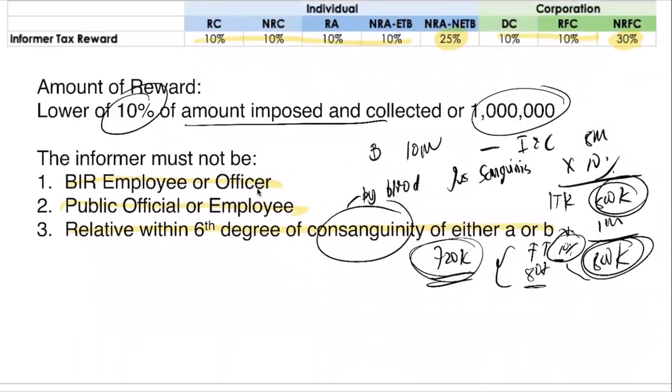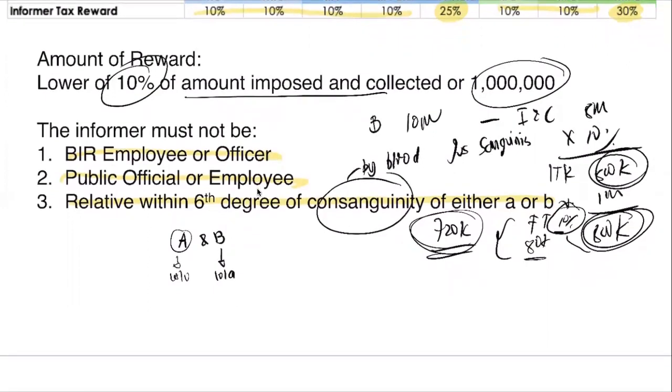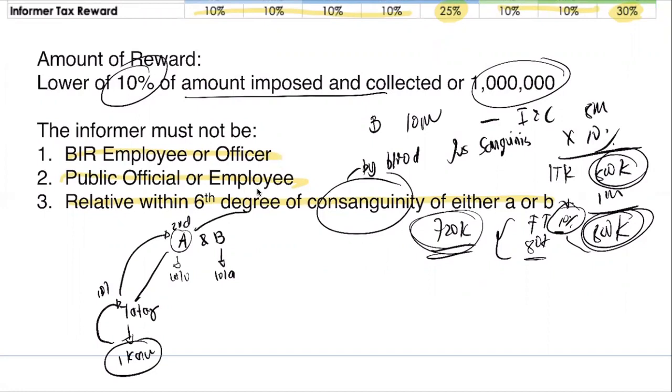Alam nyo ba yung consanguinity? So for example, ito yung lola mo, A and B. A is si lolo, B is si lola. Okay. Ito yung tatay mo. Ikaw to. First, second. Okay? So yung tatay pa ng lolo mo, so father niya, father of lolo, yan yung third.